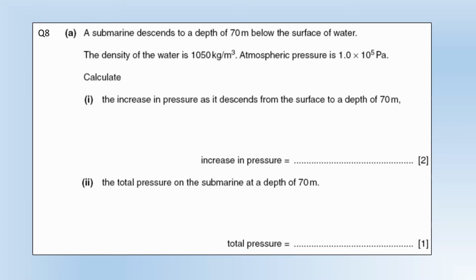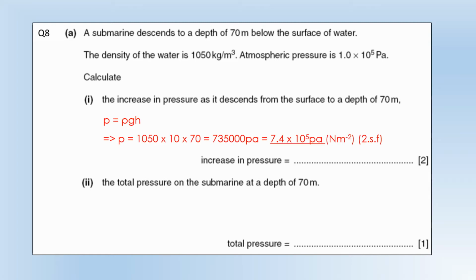Okay, so a submarine descends to a depth of 70 meters below the surface of water. The density of water is 1050 kilograms per meter cubed. Atmospheric pressure is 1 times 10 to the 5. Calculate the increase in pressure as it descends from the surface to a depth of 70 meters. So we're going to use the pressure equation that we've got here. We know density, we know g, and we know the height, so that gives us the increase in pressure due to the weight of the fluid above it. And then if we want the total pressure, we then need to add on atmospheric pressure too, and that's going to give us our total pressure.